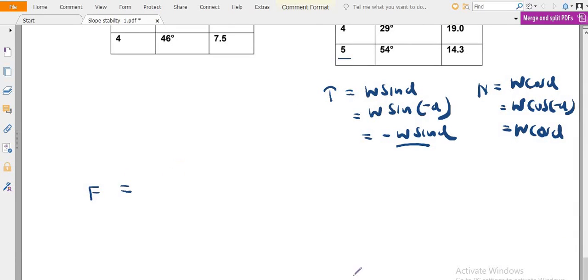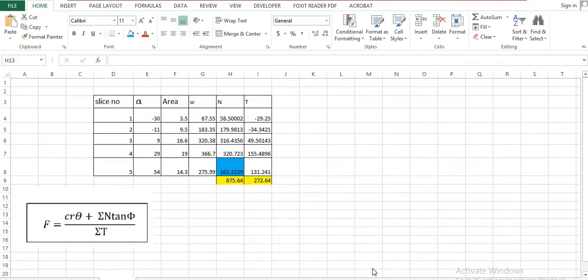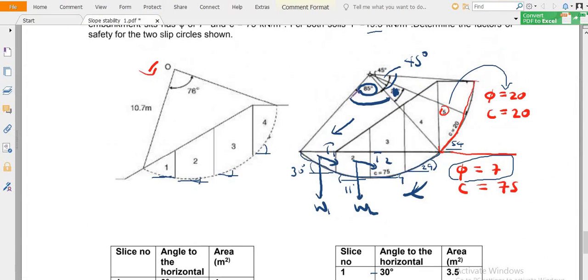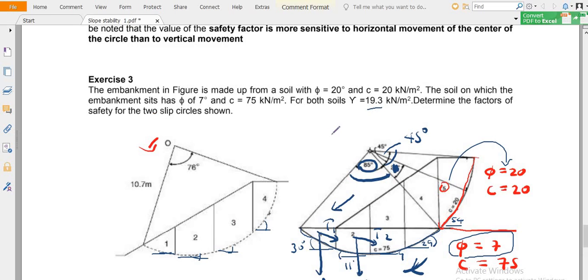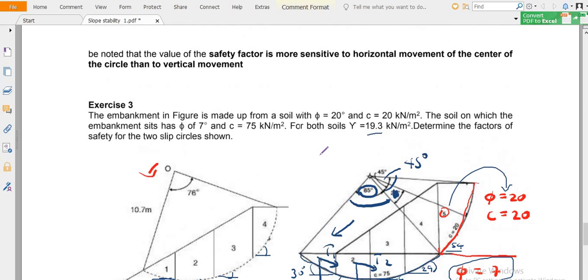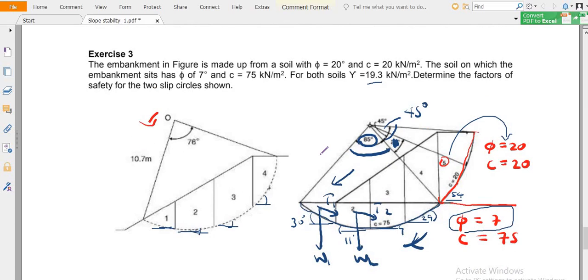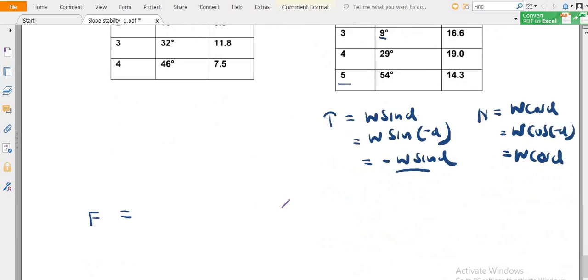one is this CR theta. How to calculate CR theta? First theta value is 85 for these slices, and the C value is 75. You can see that the radius are the same. So the radius is not given here, so I'm going to assume a value, let's say 10 meters. Okay, 10 meters is the radius. So we have the same radius.